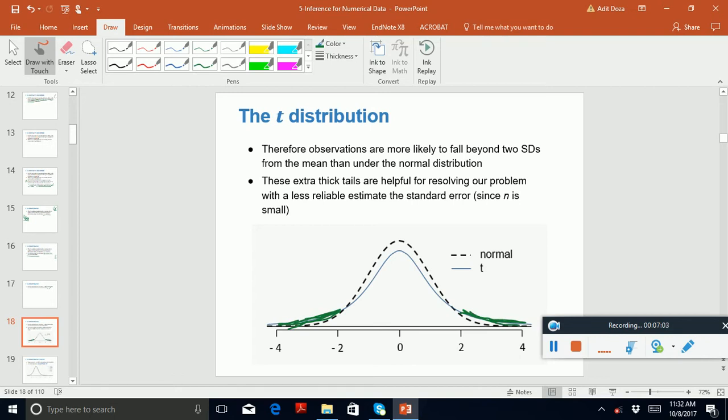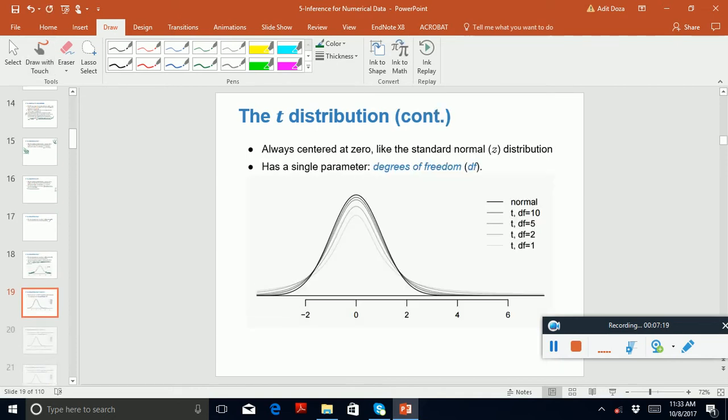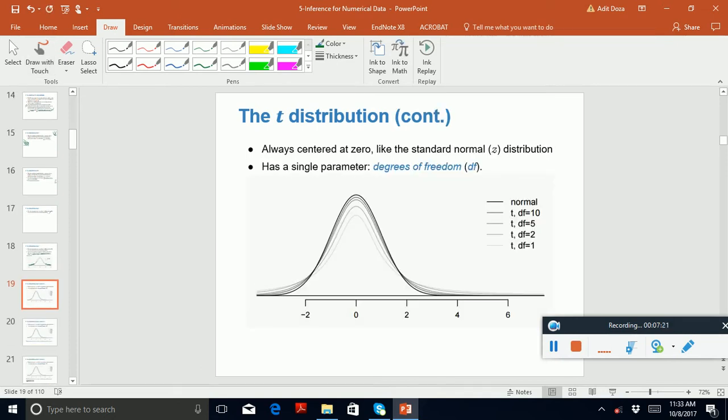So these extra thick tails are helpful for resolving our problem with a less reliable estimate, the standard error. The standard error is a little bit less reliable estimate, as you can see. Now, some properties of the t distribution: it's always centered at 0, like the standard normal distribution, and has a single parameter, the degrees of freedom.